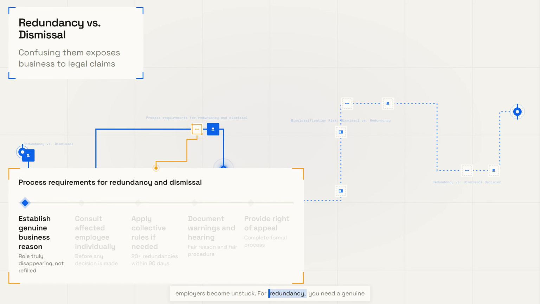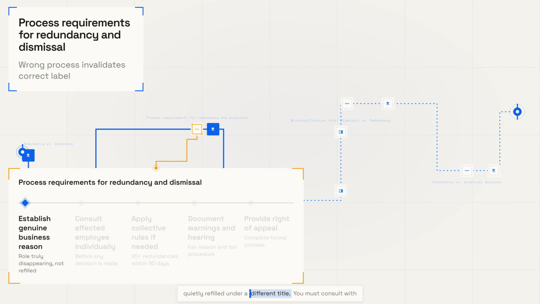For redundancy, you need a genuine business reason. The role is truly disappearing, not being quietly refilled under a different title. You must consult with the affected employee individually before any decision is made. If you are proposing 20 or more redundancies at one site within 90 days, collective consultation rules apply, and the obligations become significantly more demanding.